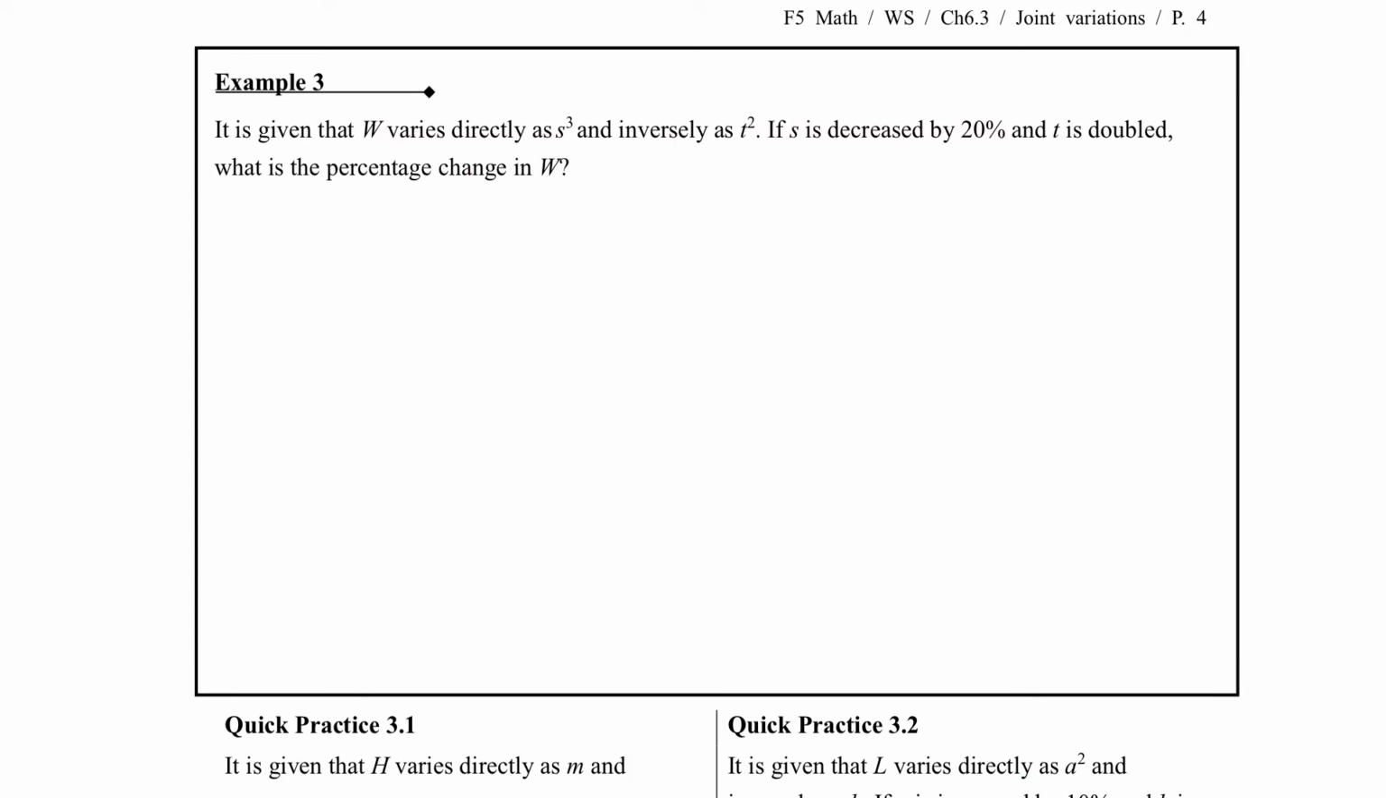Example 3 is about percentage change. This one may be a little bit difficult, so I will do the example and also one of the practices here. It's given that w varies directly as s cubed and inversely as t squared. So w equals k s cubed over t squared, and k is not equal to 0. Then s decreases by 20% and t is doubled.